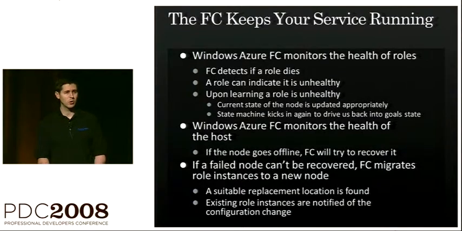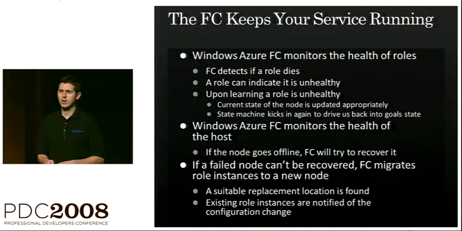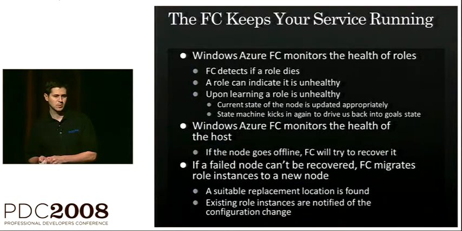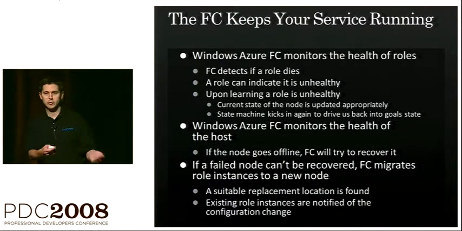So for example, if your role crashed, we can restart it. Right? If the underlying hardware failed, we could take steps to either try to recover that underlying hardware or, if we can't quickly recover it, move your role instance somewhere else. Okay? So your service continues to run. And then we can go at our leisure and replace the bad hardware, for example.